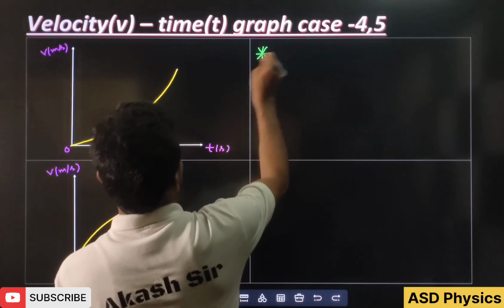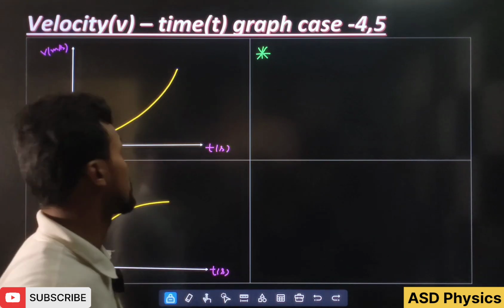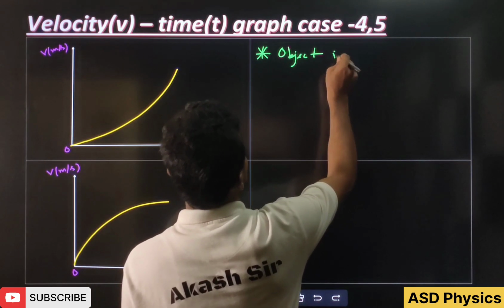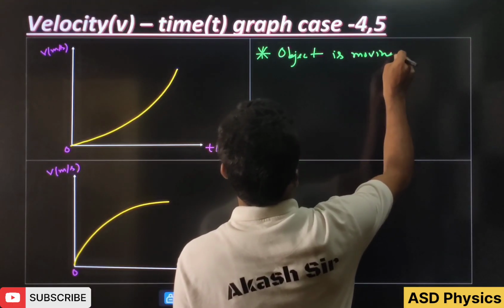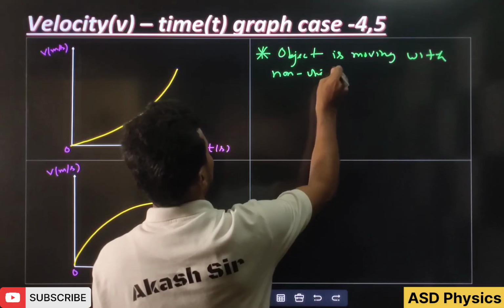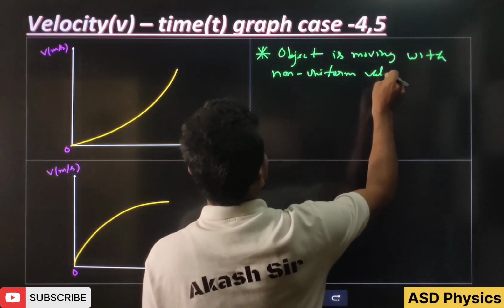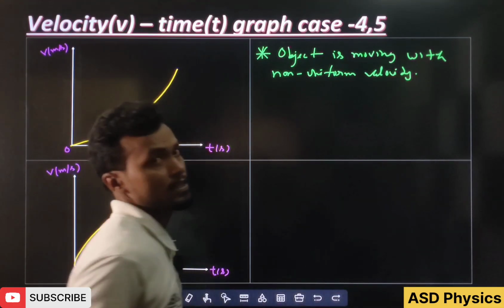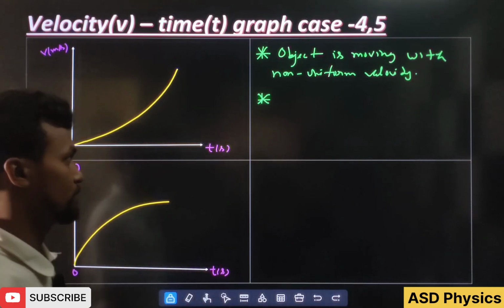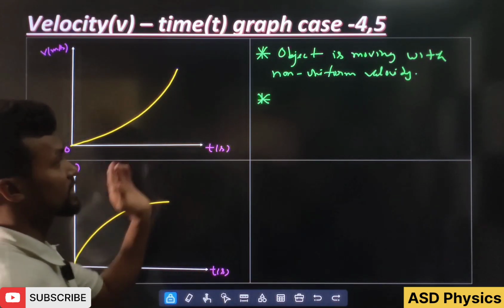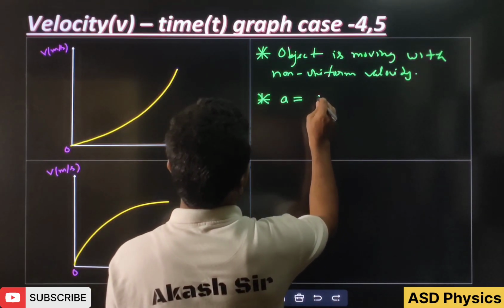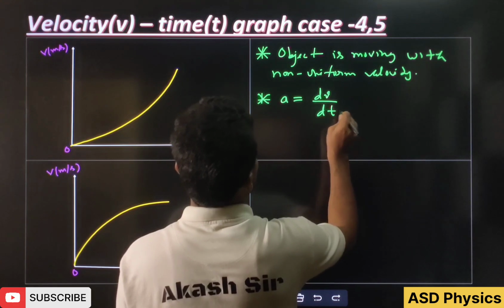Now students, here also you can see what is happening. Remember the first thing: the velocity is changing. So we can write, see, the object is moving with non-uniform velocity, because velocity is changing. And what about the acceleration? Before, acceleration was uniform, but here acceleration will be non-uniform. Okay, how to get the acceleration? Remember that a equal to dv by dt.